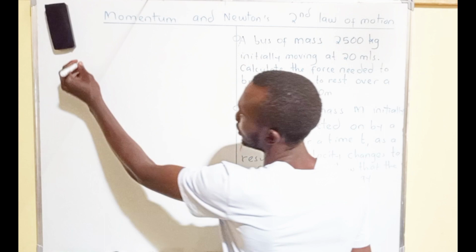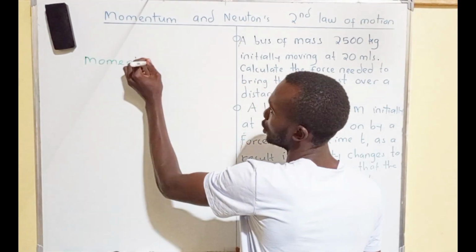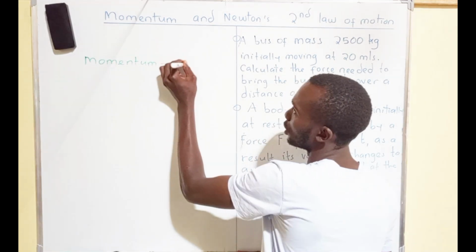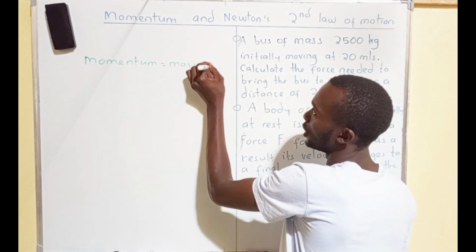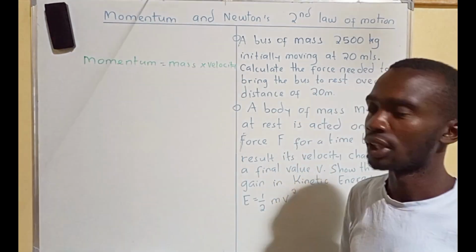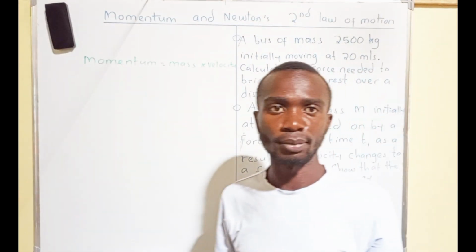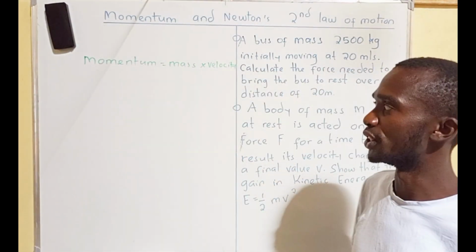So momentum is equal to the product of the mass of a body and the velocity of that given body. The product of the mass and velocity is equivalent to the momentum of that given body.